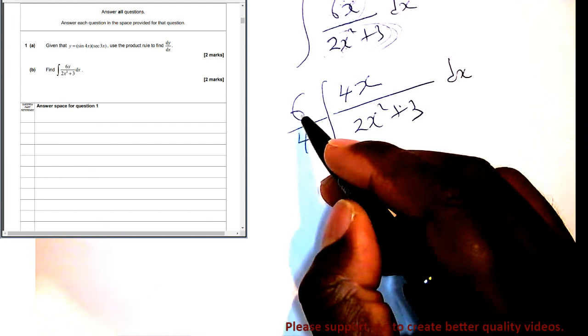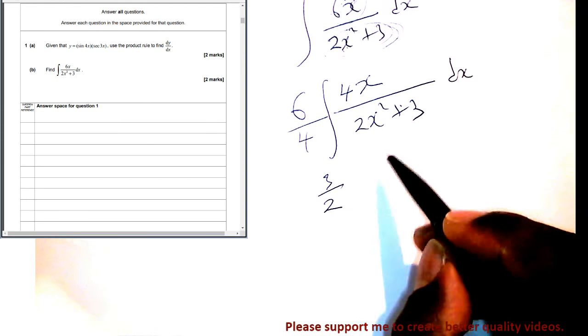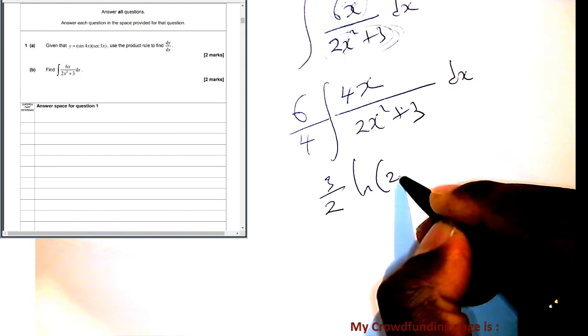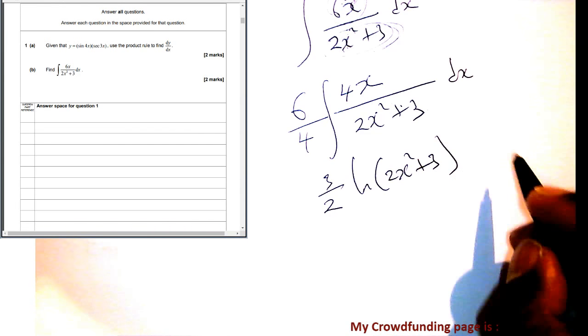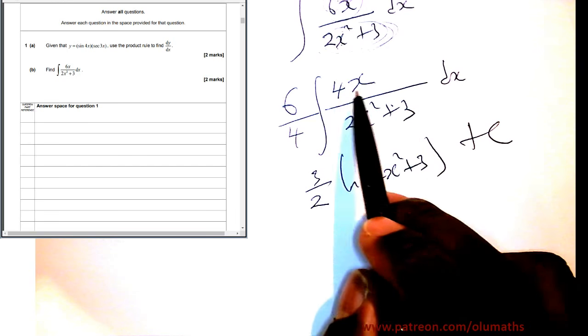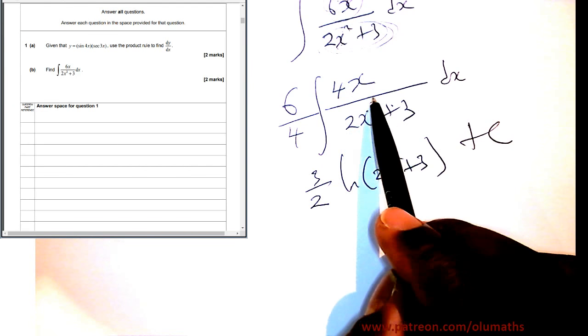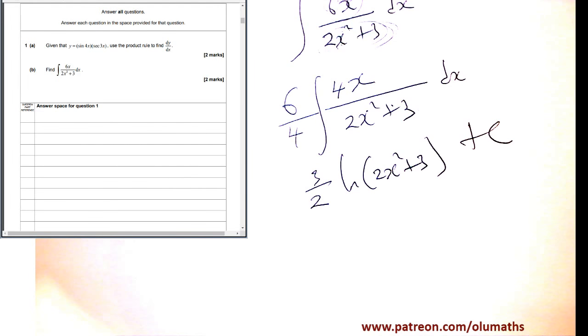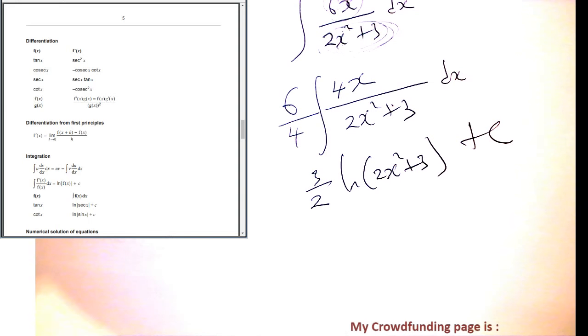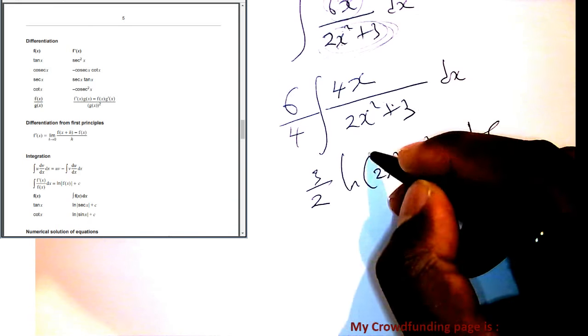But while the outside factor is 3 over 2, integral of what you have in there is going to be ln of 2x squared plus 3. And if you've read something like this before, you would agree that because the derivative of the denominator is what you have at the numerator, the answer will just be ln of your denominator. And there you go. It's something you can also find in the formula sheet, so it's not something impossible to use. Integral of f prime over f is ln of f plus c. Just make sure you put that.